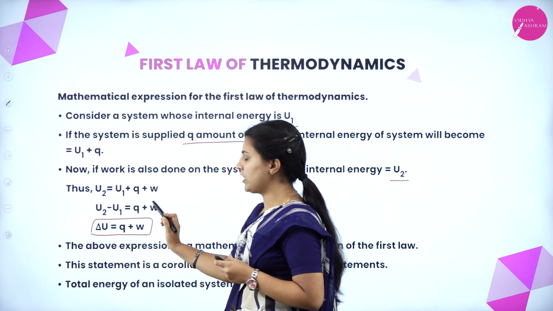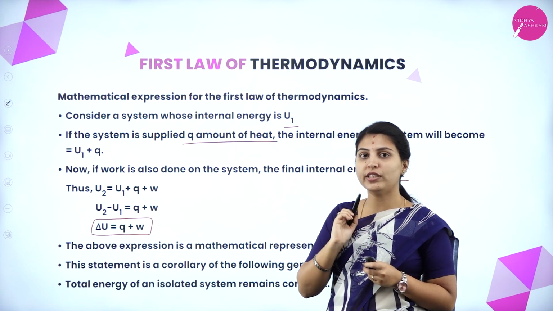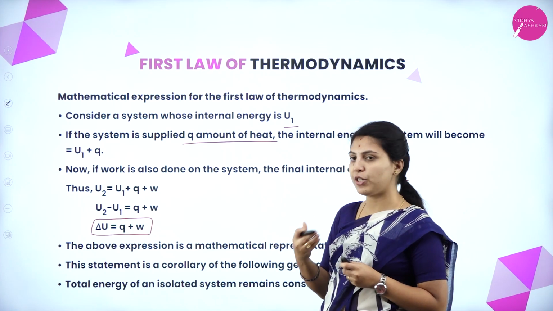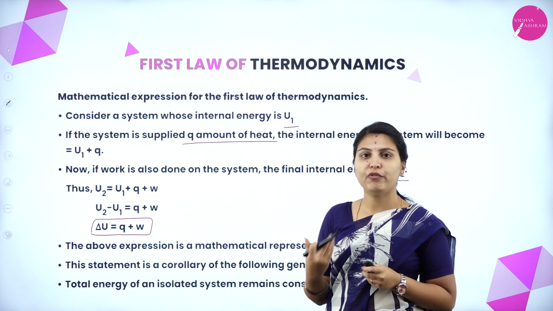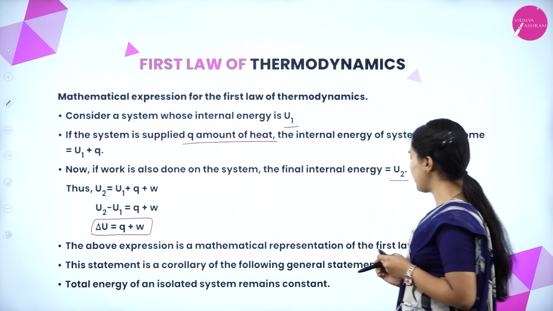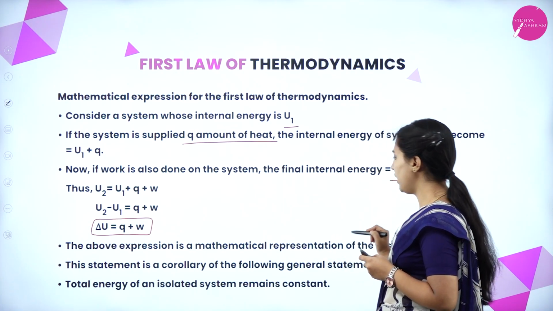How has this equation been arrived at? They have already told us there are no theorems to prove it. On the basis of experimental observations, the expressions come in a flow. This is how it came. The above expression is a mathematical representation of the first law. This statement is a corollary of the following general statement.